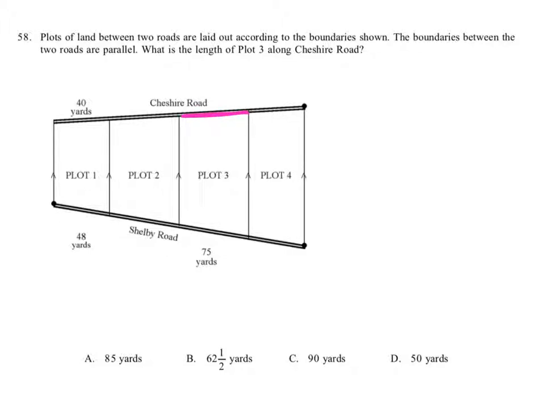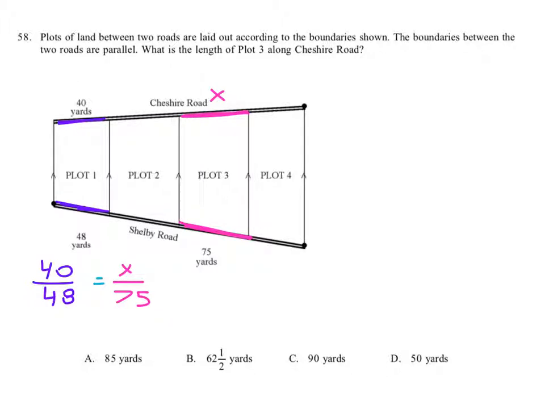Right here. Okay? And that's going to match with this side, 75 yards, just like 40 yards matches with 48 yards from plot 1. Okay, so there's multiple ways that you could actually write it. You could say 40 over 48, top of plot 1 to the bottom of plot 1, equals, let's call that x up there, we're looking for, x over 75, top of plot 3 over bottom of plot 3.